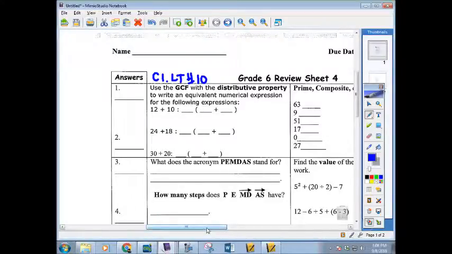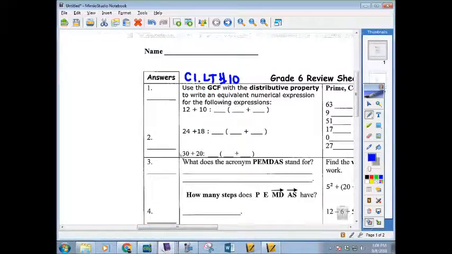What I'm going to do is a quick example of it off to the side. You have 3 problems to do, and I'm going to do one like it. I'm just going to do 12 plus 16. What we're doing is creating an equivalent expression. First of all, it says you must use the GCF. As you will remember, this spot right here is always where the GCF goes.